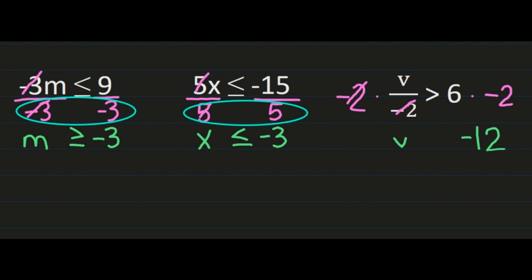In this example, I multiplied both sides by a negative number. And because I multiplied both sides by a negative number, I'll need to flip my inequality sign. So my answer will be v is less than -12.